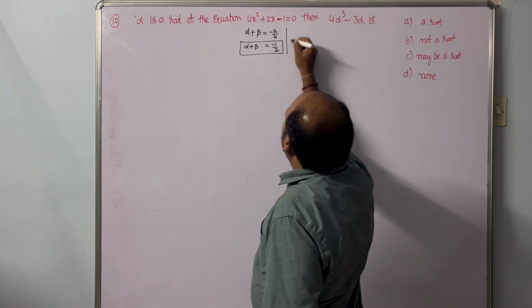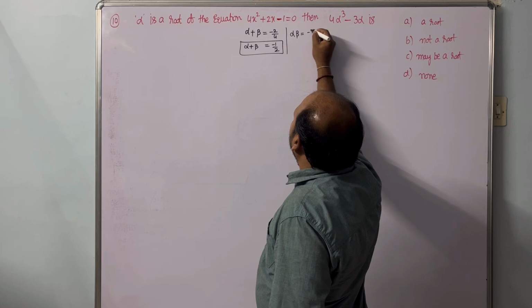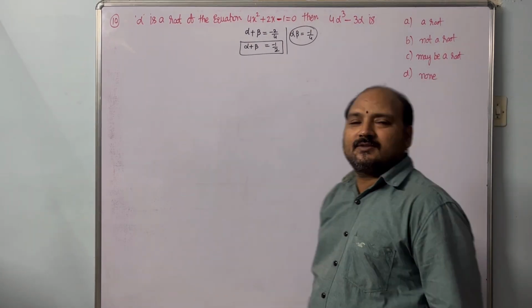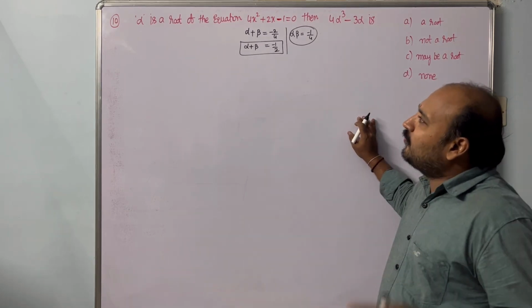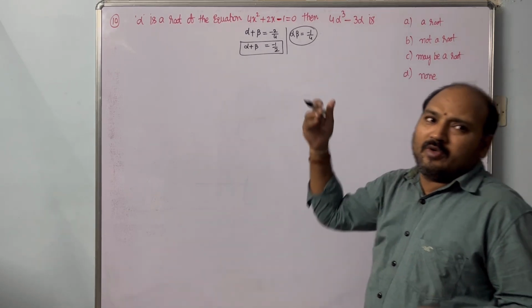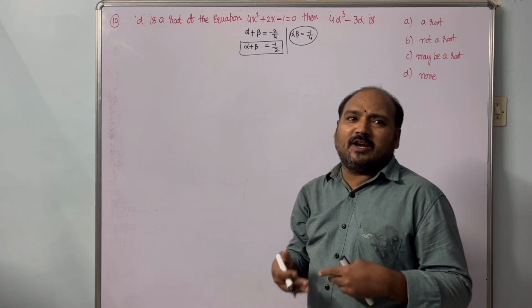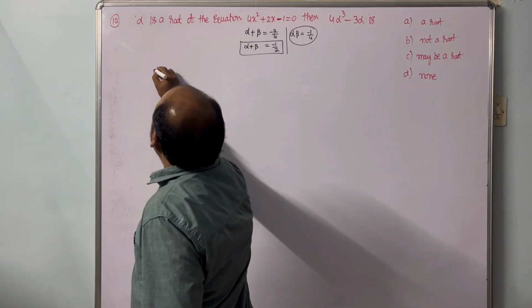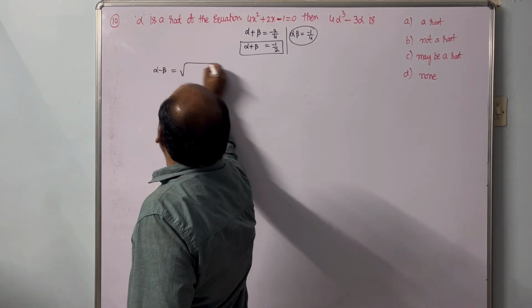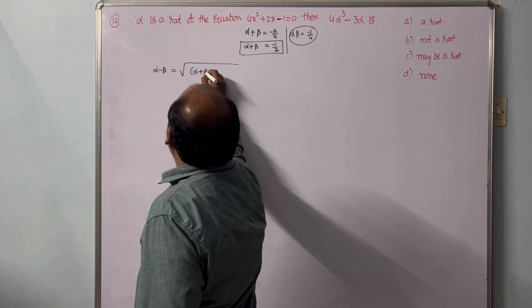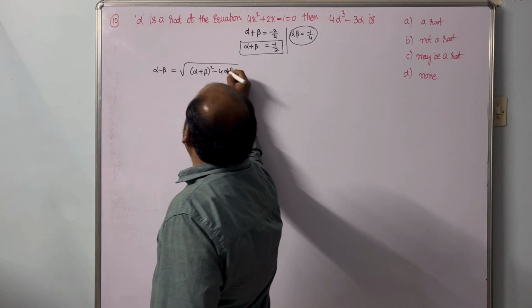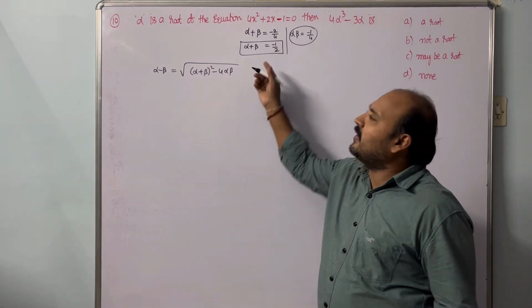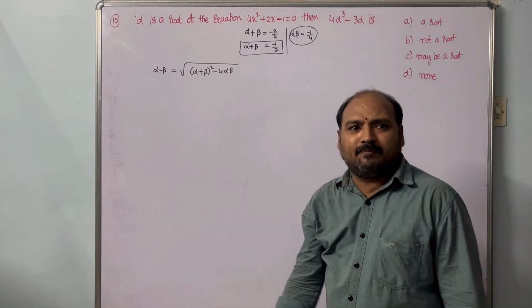Next, alpha beta, the product of the roots, is c by a, which is minus 1 by 4. Sir, why are you doing this? Here, alpha is a root, so we need the value. Any one of them, alpha or beta value, we can get, then only we can decide whether it is a root or not. So alpha minus beta is equal to root over alpha plus beta whole square minus 4 alpha beta. We have the algebraic formula. Then we will get the alpha minus beta value and alpha plus beta value. We can simplify, and alpha and beta values will come.